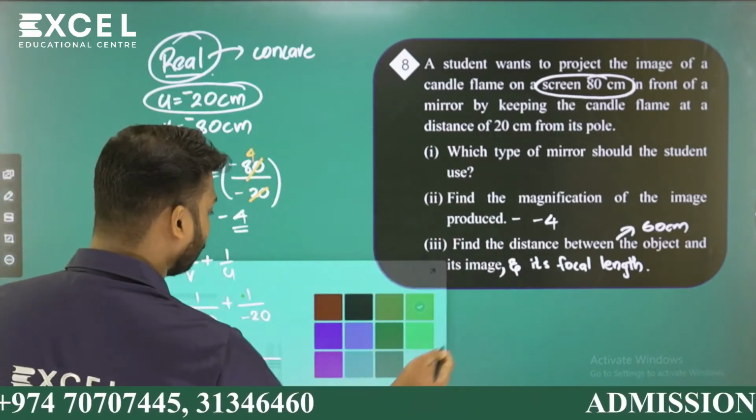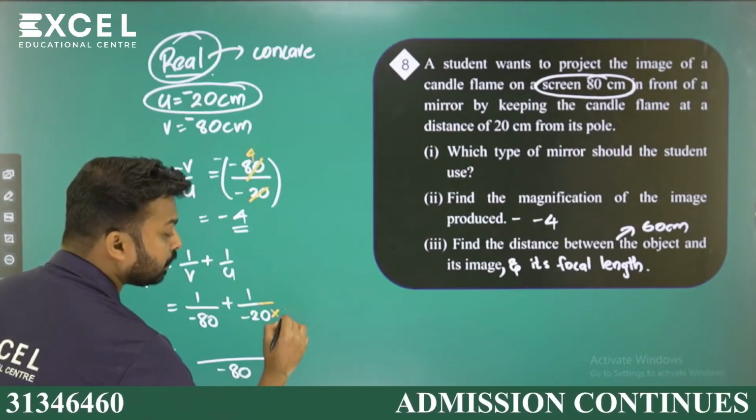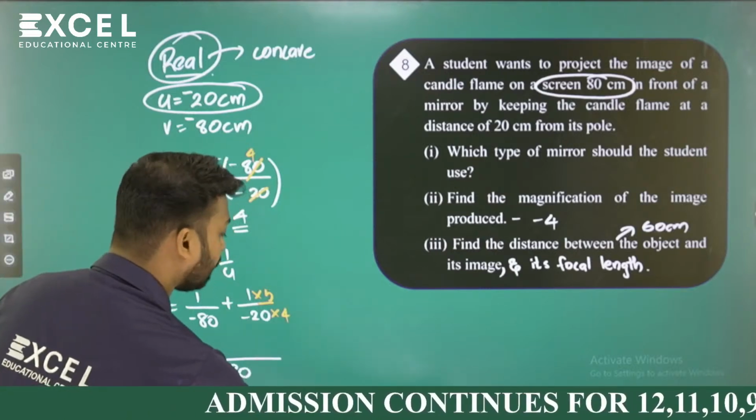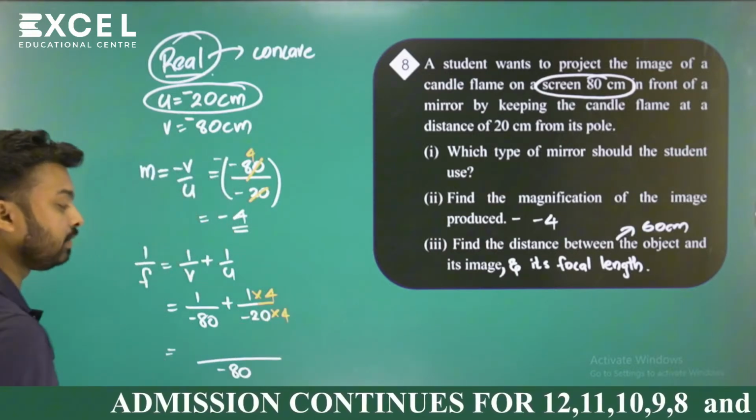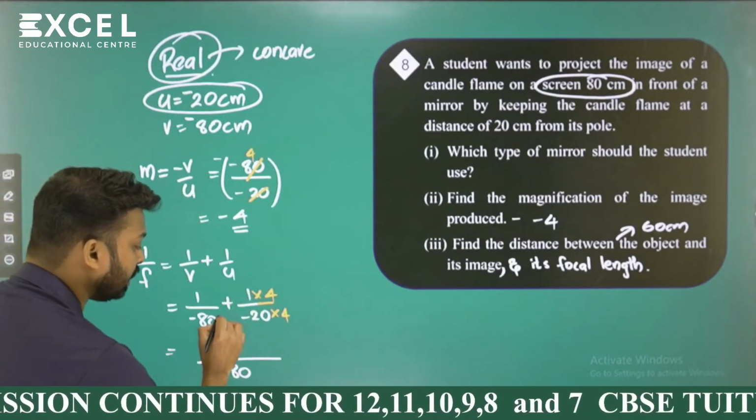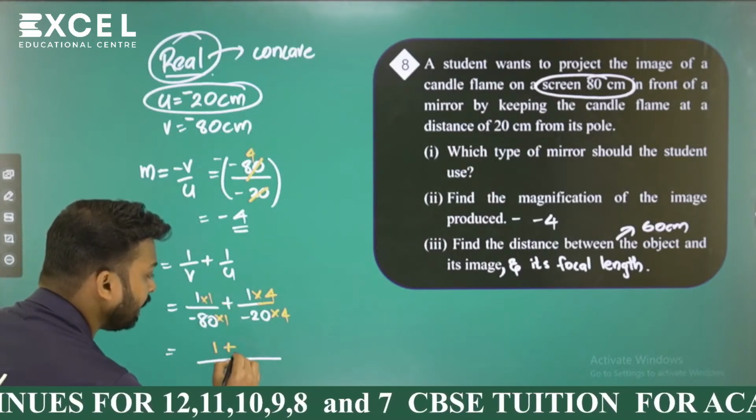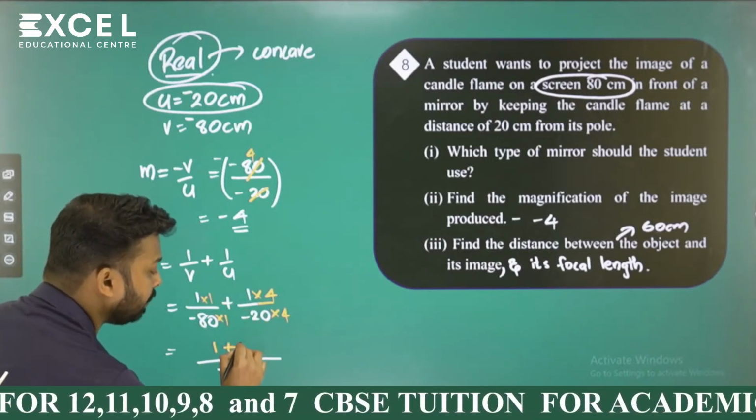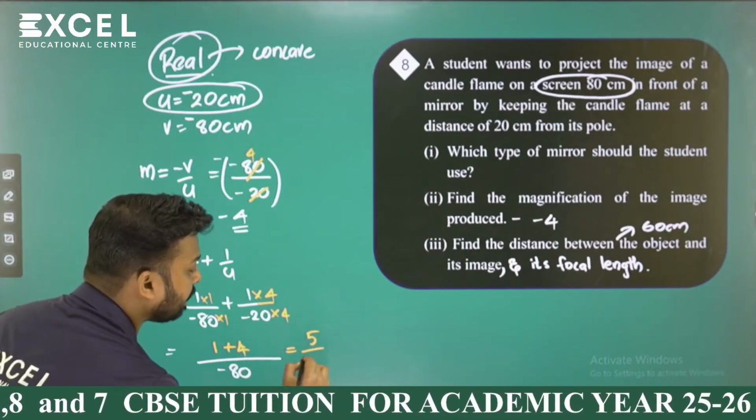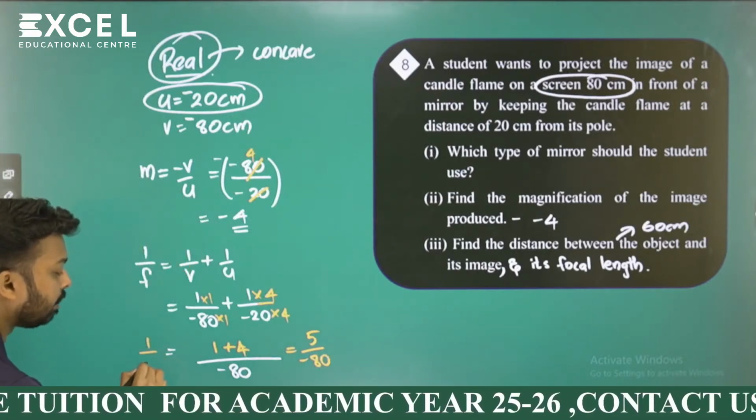So what do you have to do? To make it 80, you have to multiply this into 4. So minus 20 into 4, and 1 into 4. The other term is multiplied into 1. So it will be 1 plus what? 4 into 1 will be 4 itself. So altogether the answer will be 5 by minus 80. 5 by minus 80 will be giving you 1 by f.